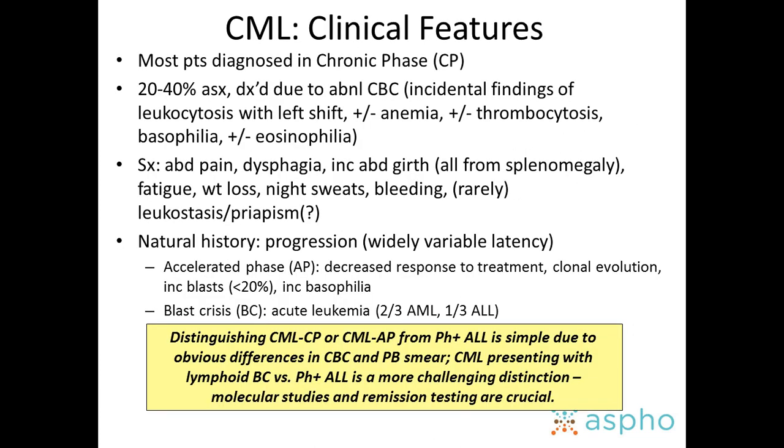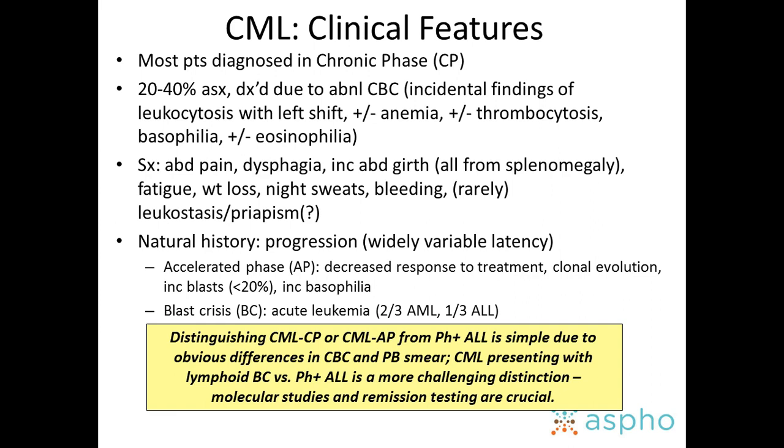So to dial down on some of the clinical features, most patients are diagnosed in the chronic phase, as I've mentioned. What's interesting is about a third of patients diagnosed with CML are completely asymptomatic, and the diagnosis is made due to an abnormal CBC. And the typical findings on CBC are a very high white count with a left shift. Patients can be anemic, but don't have to be. They can and often do have very high platelet counts, but don't have to. They often have basophilia and may have eosinophilia.